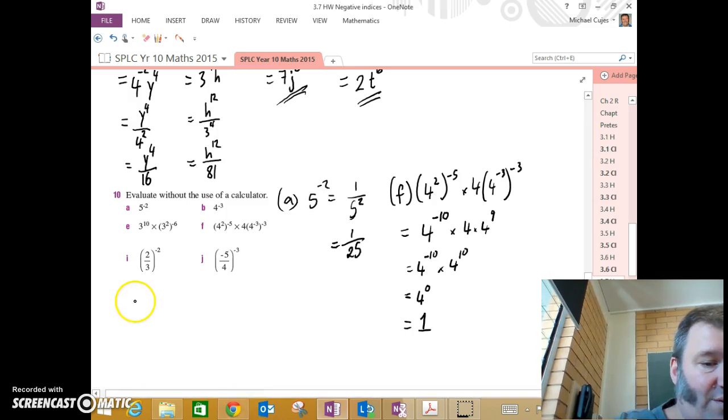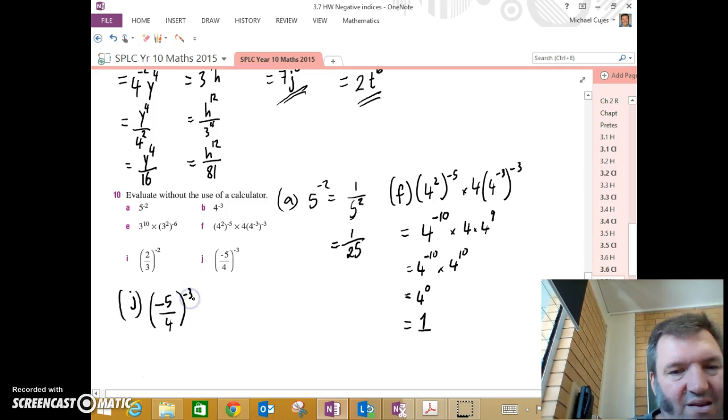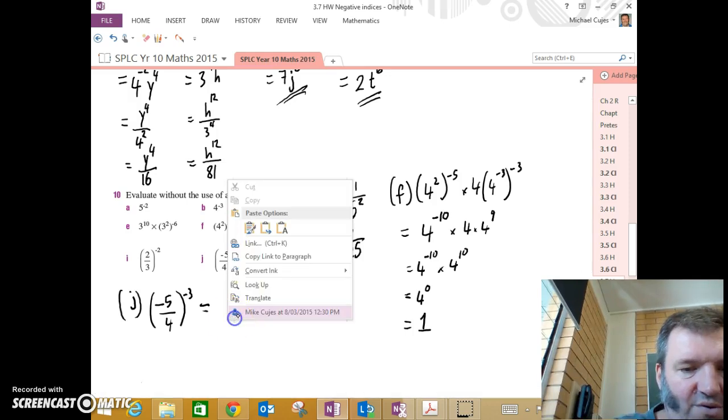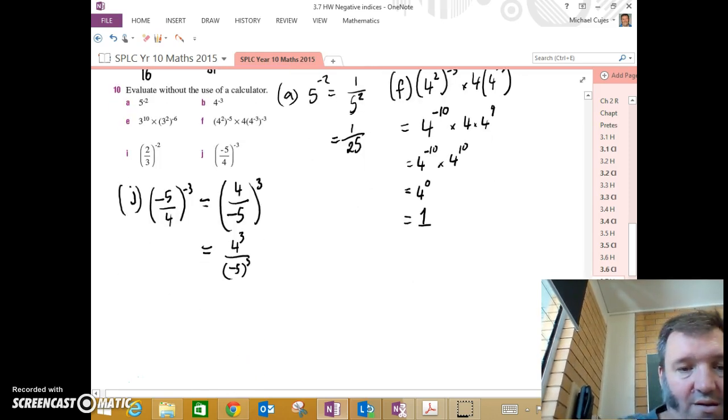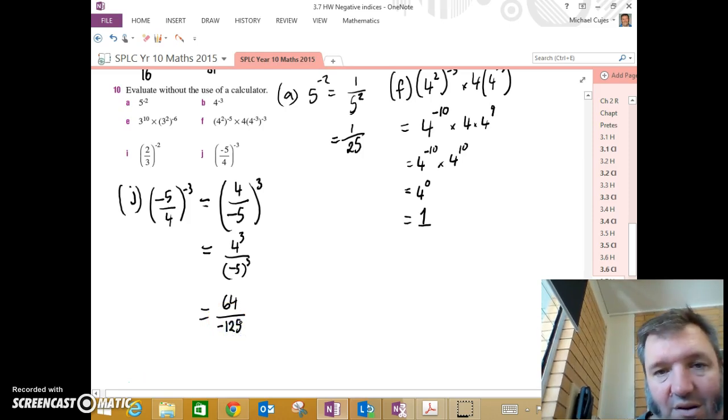Let's do one of these ones down here too. Let's have a go at J. Negative 5 divided by 4, all to the power of negative 3. When you have a fraction with a negative index, it's often easiest just to find the reciprocal, and then make that power positive. You don't have to do it that way, but it's probably easiest when you have a fraction. So I've got 4 over negative 5, all to the power of 3. 4 cubed, 64. Negative 5, when I cube it, it's going to remain negative, and 5 cubed, 125. I think that's it for this one.